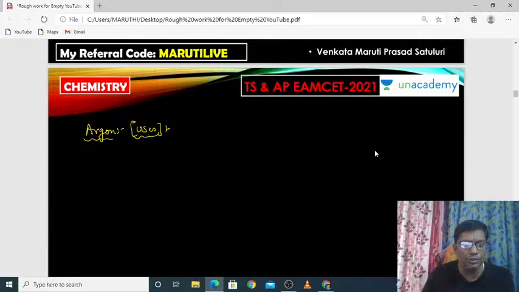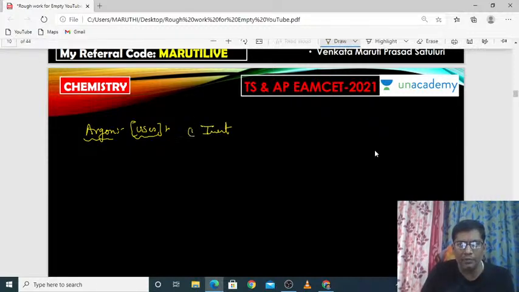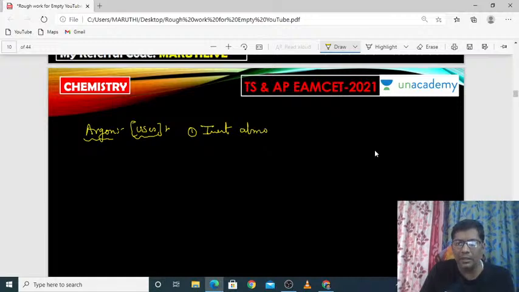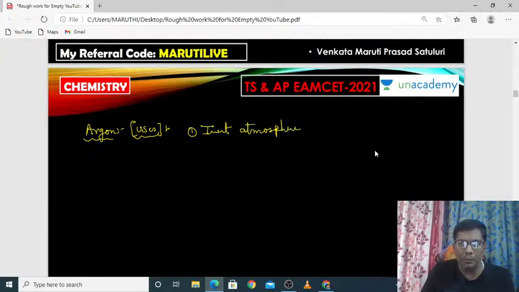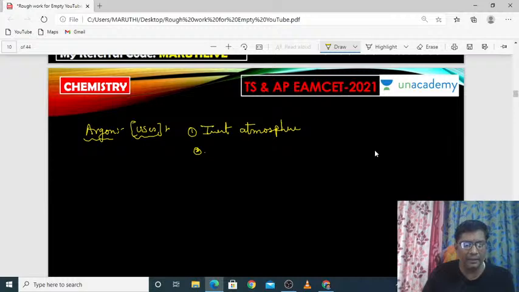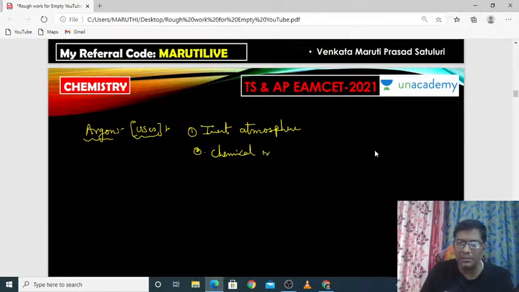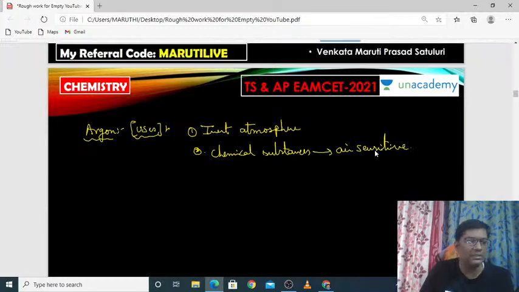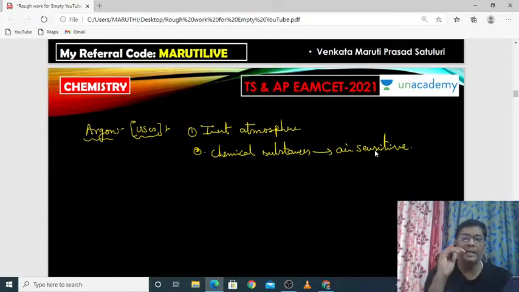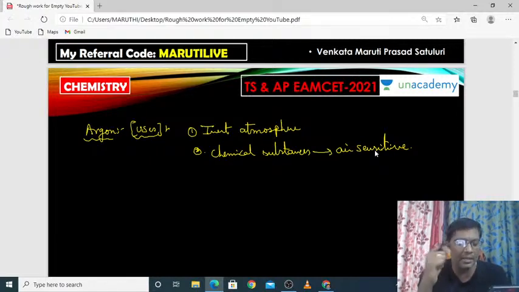Here the argon is used mainly to provide an inert atmosphere. Normally some of the laboratory chemical substances are there. Some of the chemical substances are air sensitive. That means they can easily and immediately react with the air.